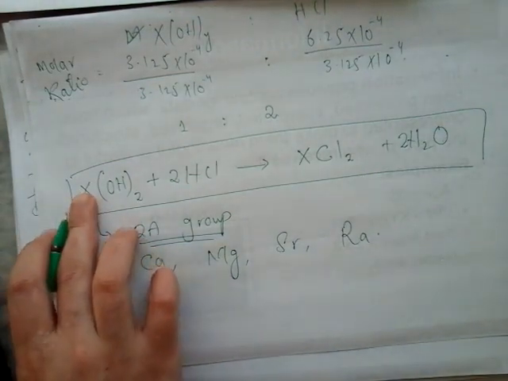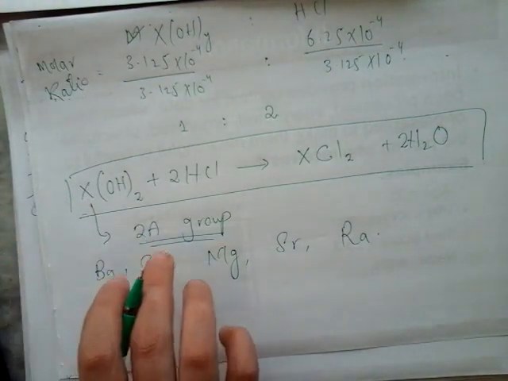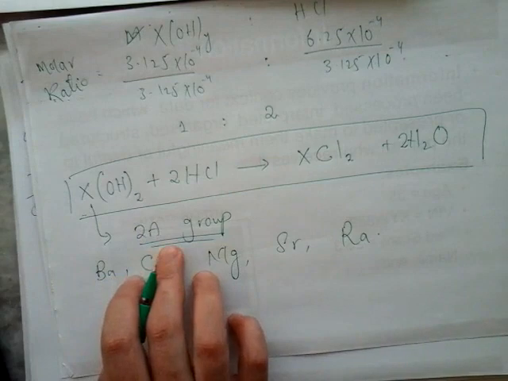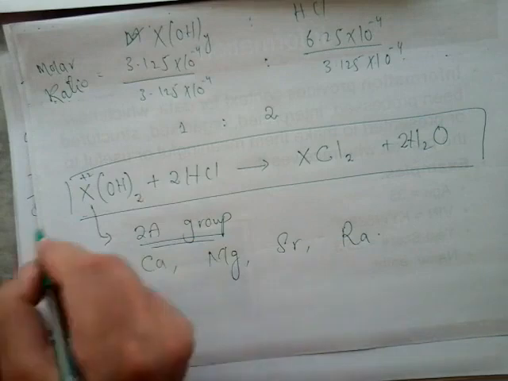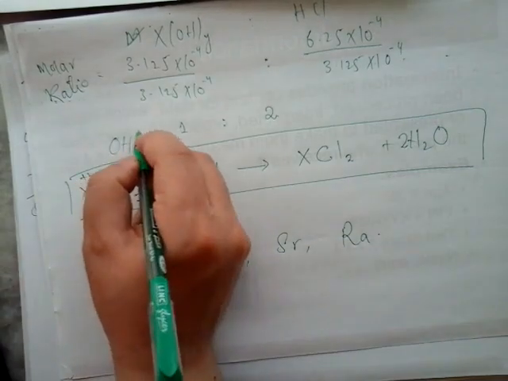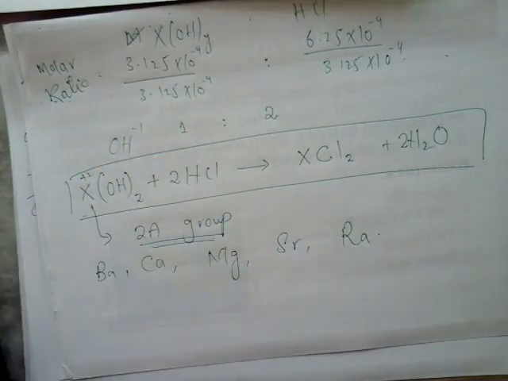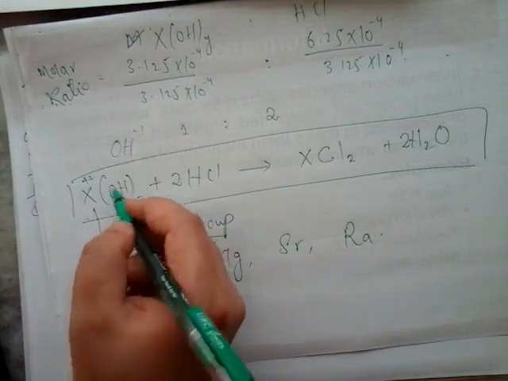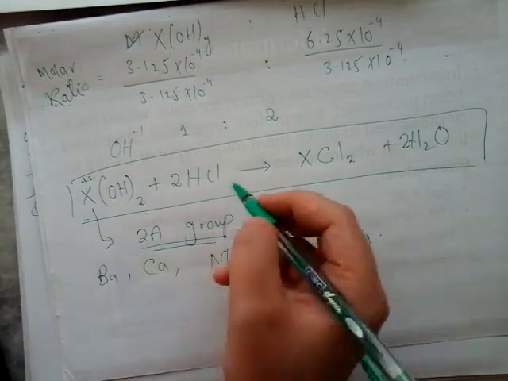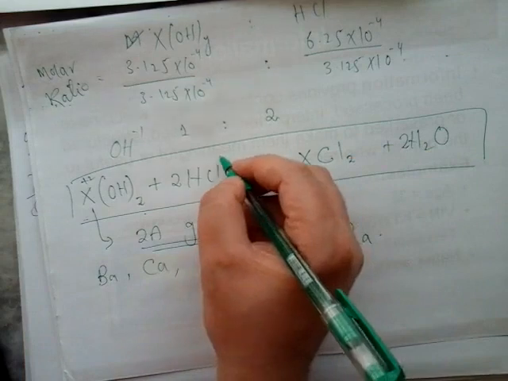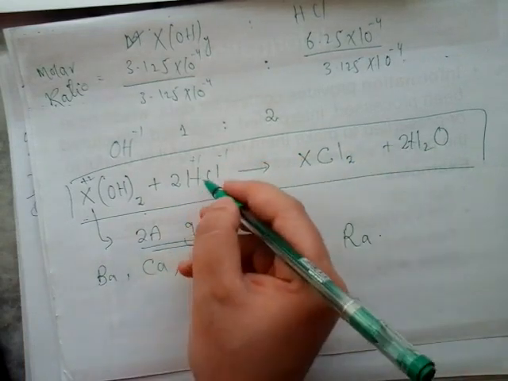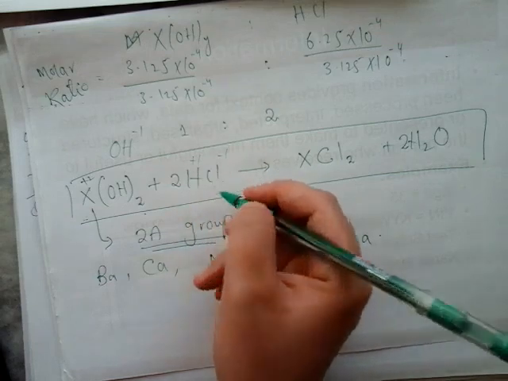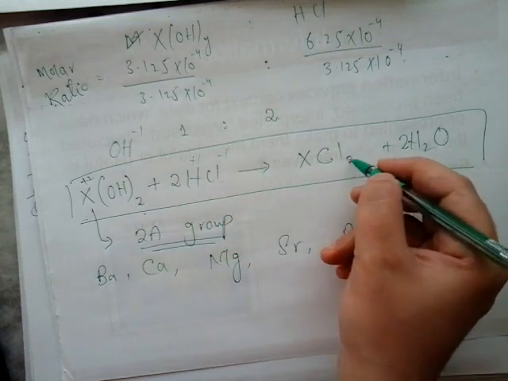This X can be any metal related to group 2A, because all the valency of group 2 is +2, and we know that the charge of hydroxyl ion is -1. Is that clear? So definitely they will exchange their valency, and we know that the charge of chlorine is -1 and the charge of hydrogen is +1. Is that clear? So here hydrochloric acid is HCl, 1,1, but here it is Cl2.